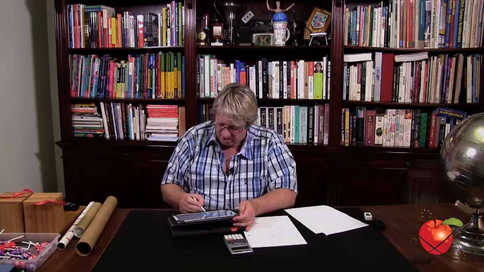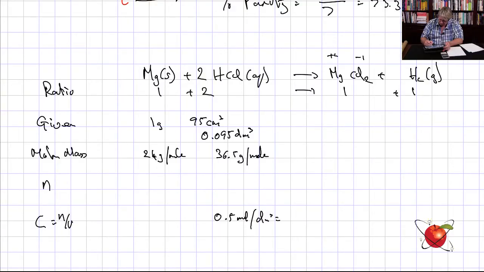Yes, we can. We know the concentration, which is equal to N over V. We know V, don't we, guys? V is 0.095. So it's 0.5 times 0.095, right? And that should give us then 0.045 moles.